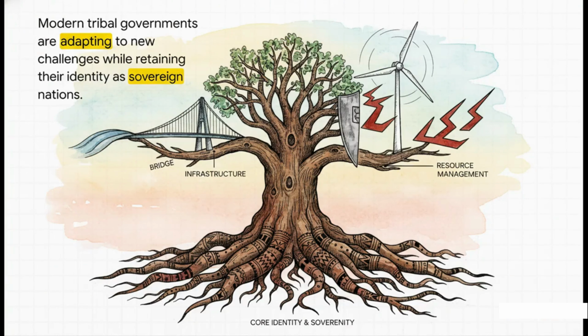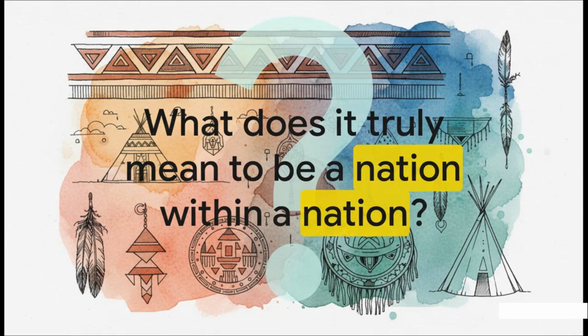So from building infrastructure, to managing resources, to banning a state governor, these are modern governments solving 21st century problems. They're constantly adapting and evolving, but they're doing it all while holding on to their core identity as independent, sovereign nations. It's a complex, dynamic, and ever-changing reality, and it leaves us with one last big question to think about. In a world of hard borders and centralized power, what does it really mean to be a nation within a nation?